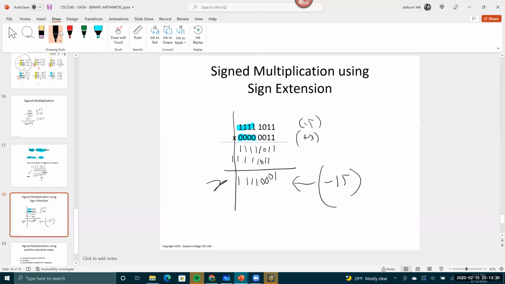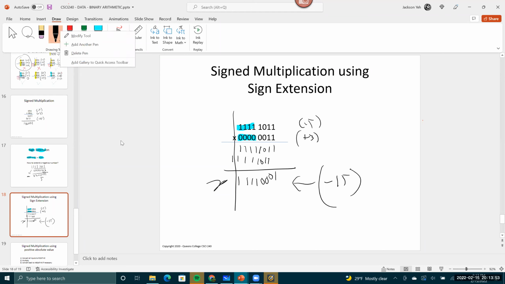Okay, so sign extend: if you're dealing with signed numbers, you have to remember to sign extend to multiply. If you're dealing with negative numbers, that's one way of doing it. So now we're going to talk about the other way. This is one way: sign extend it, and once you sign extend it, you just multiply it how you normally multiply, and you'll get the answer.